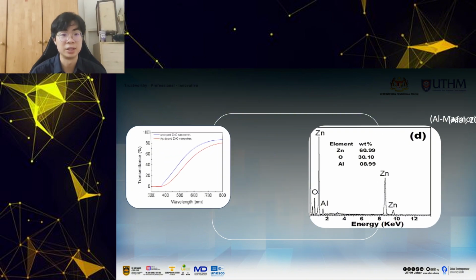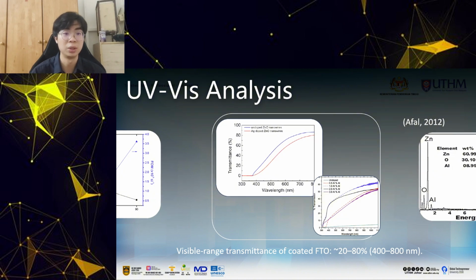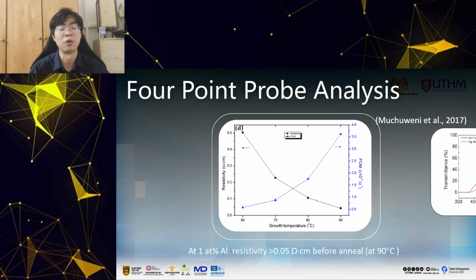Next is the UV-vis analysis, or ultraviolet visible spectroscopy, which is used to determine the visible range transmittance. So the top one is the difference between undoped and doped for a coated FTO, and the bottom one is for the plastic, but with an atomic percentage difference of 0.15 to 3%. So my investigation is a bit similar to the bottom one, but the difference might be slight. And lastly is the 4-point probe analysis, which is used to examine the resistivity of zinc oxide nanowire, and will be plotted into a figure of merit, which is used to balance between the resistance and the transmittance of the substance.